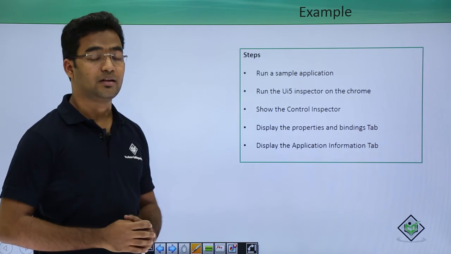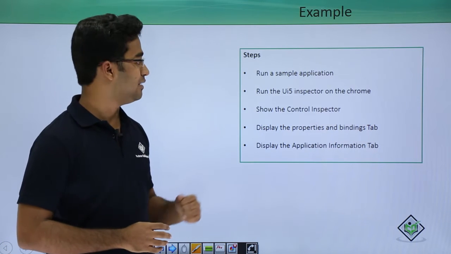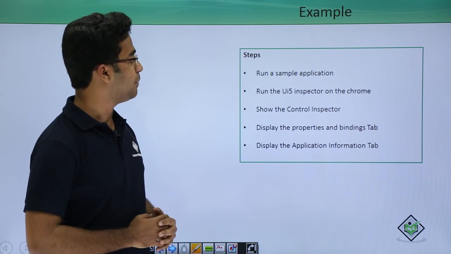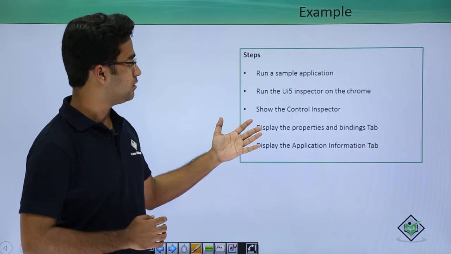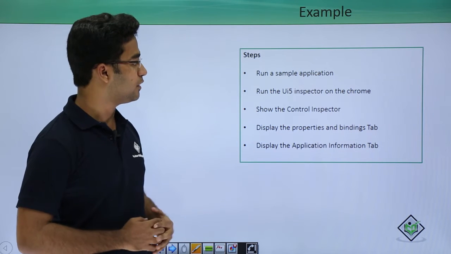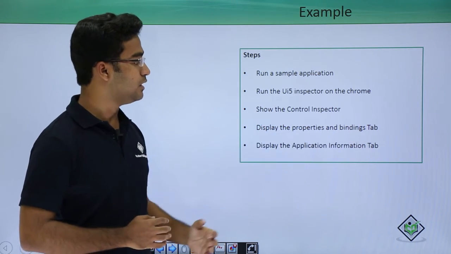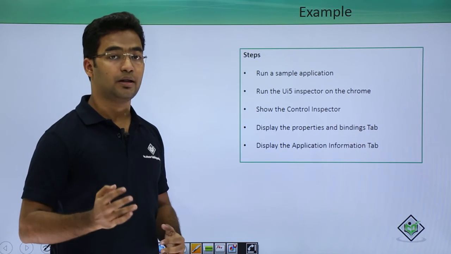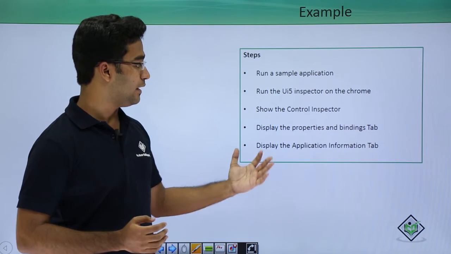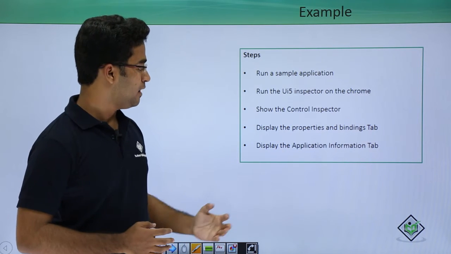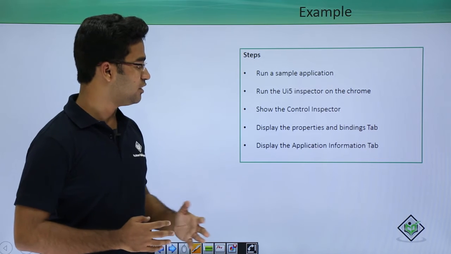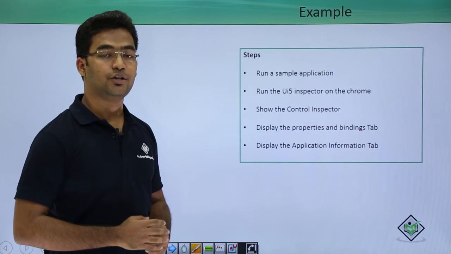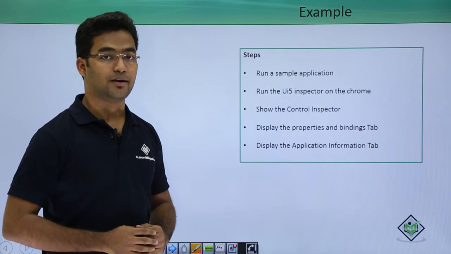And then we have this example, and with the help of a video I will just explain all these steps to you. First we are just running a simple application, and then we will run this UI5 Inspector on Chrome. First we will see all the controls in the control inspector, and then we will display the properties of a particular UI5 control, and we will also see the bindings tab, and at the last we will display the application information tab. So here I will show in the video all these steps perfectly.